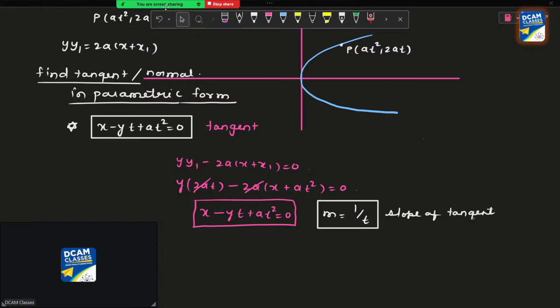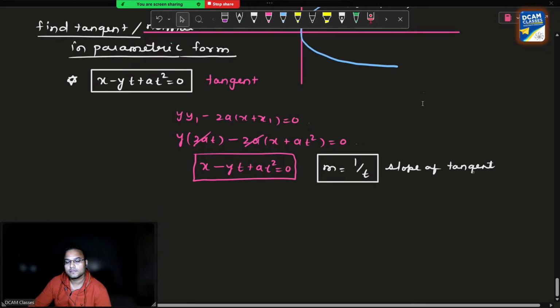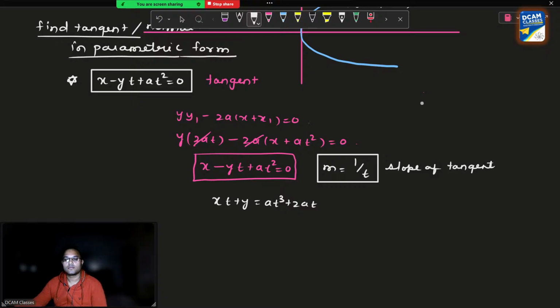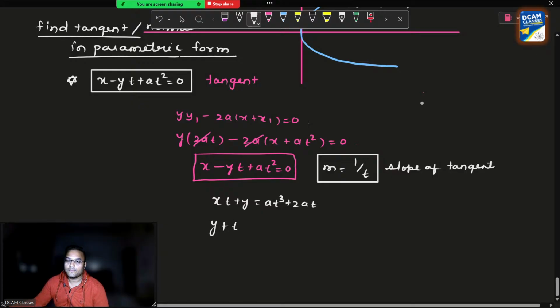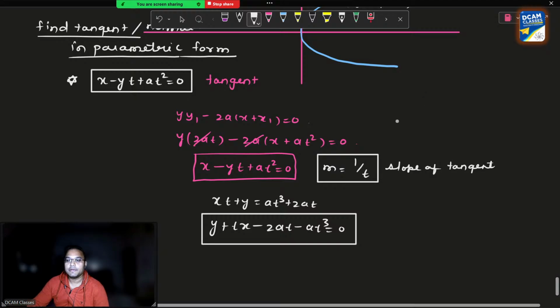So I'm getting the answer, but it is a little weird. Tell me. xt plus y is equal to at cube plus 2at. Correct, it's correct. I got the same answer. Kanisha, did you get it? Yes. Sure. See, let me do it.